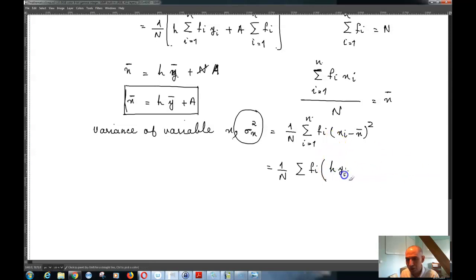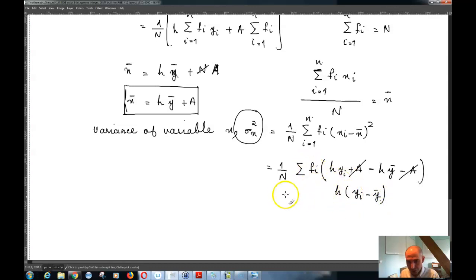H times y of I plus a. And x bar is basically this expression over here. You need to multiply this negative sign by both these terms. So that's negative h y bar minus a, which you can cancel these two out, and then you will get h times y of I minus y bar. That is h times y of I minus y bar.